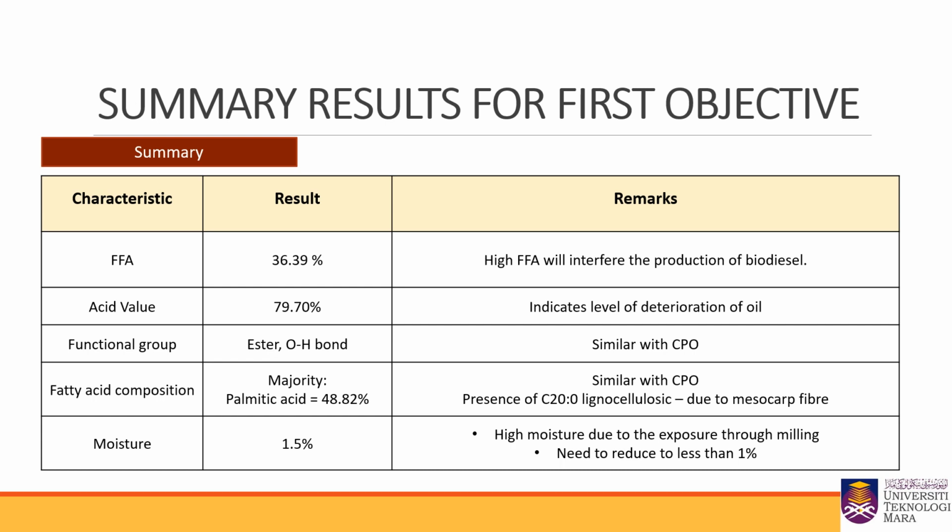And then for the fatty acid composition, we get that the majority is palmitic acid, which is similar to CPO, but there is the presence of C20, which is lignocellulosic, maybe due to the mesocarp fiber from the palm oil production. And then the moisture is 1.5%, which is quite high, probably due to the exposure in the milling, and within the glycolysis we have to reduce it to less than 1%.